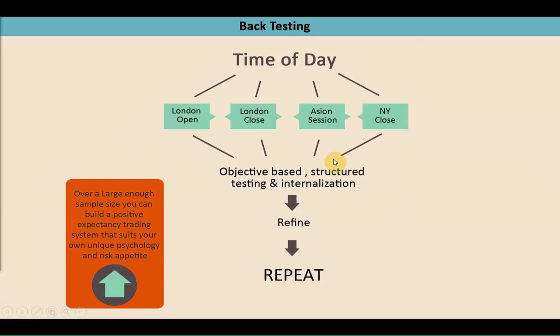So each time you go back and you backtest, it's got to be objective-based, structured testing. So you need an objective each time you test. I do suggest you only test one thing at a time. Don't try and test 3 or 4 things. It only becomes confusing. But over a large enough sample size, you will build a positive expectancy trading system that suits your own unique trading psychology and risk appetite. And this is the most important thing.